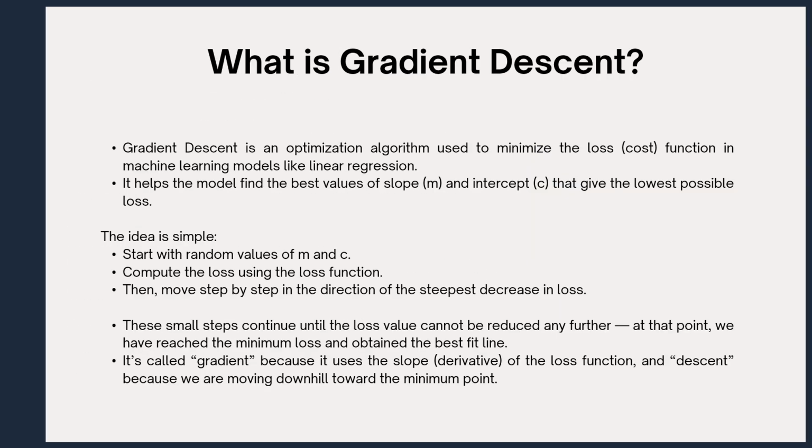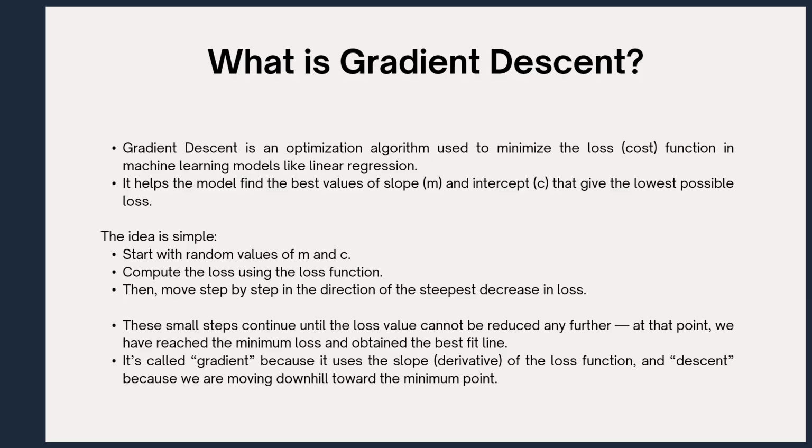Once we know our loss, we need a method to reduce it. This is where gradient descent comes in. Gradient descent is an optimization algorithm used to minimize the loss function in machine learning models like linear regression. It helps the model find the best value of slope m and intercept c that gives the lowest possible loss.